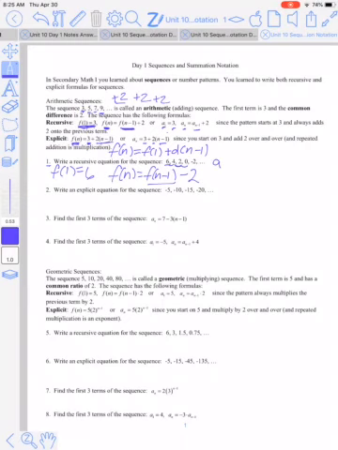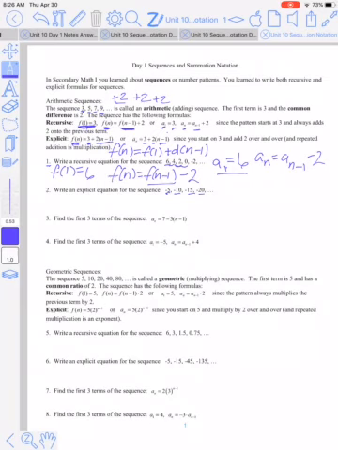If you want to write it in subscript notation, you'd say a sub 1 equals 6. So again, stating where it began. Then you'd say a sub n equals a sub n minus 1 minus 2. Done. Let's take a look at number 2. It says write an explicit equation for this sequence. So negative 5, negative 10, negative 15, negative 20.